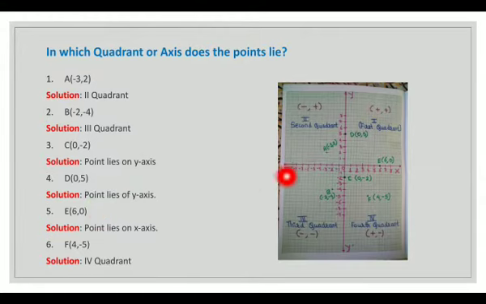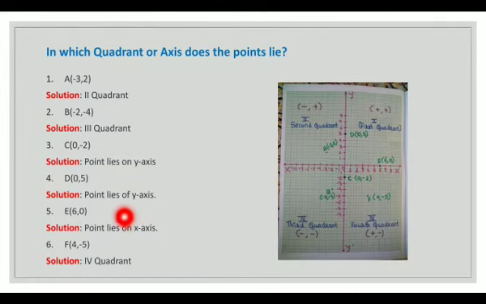E (6, 0). As x is positive 6 and y is 0, the point lies over here, 6 comma 0. So it lies in which quadrant? Neither in the first, nor second, nor third, nor fourth. But it lies on which axis, x or y? It lies on the x-axis. Here is the point 6 comma 0.